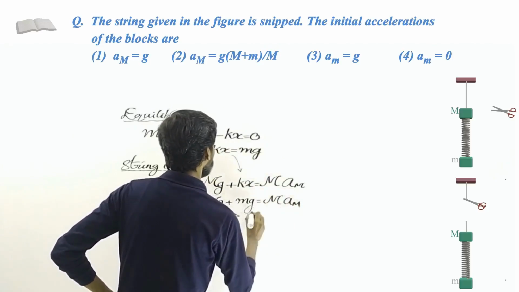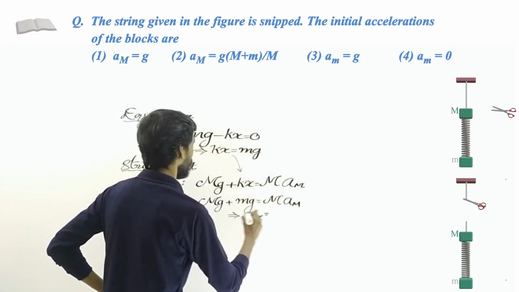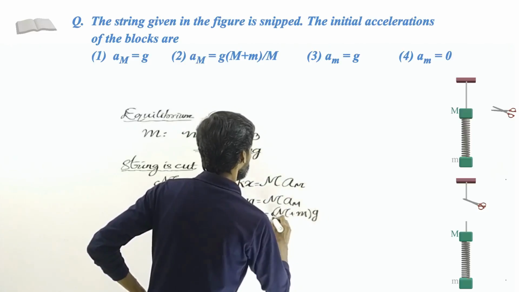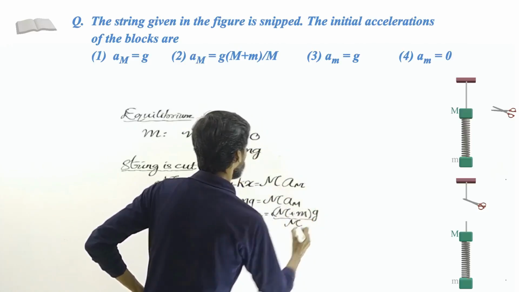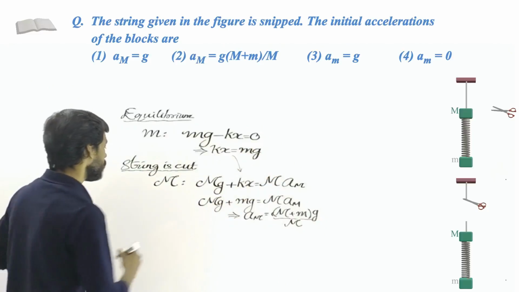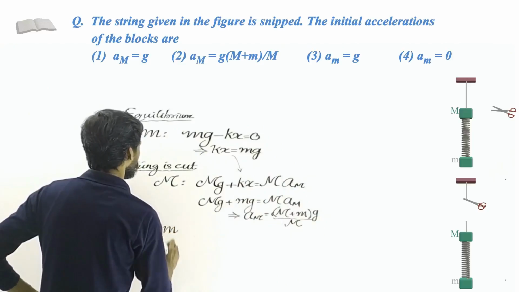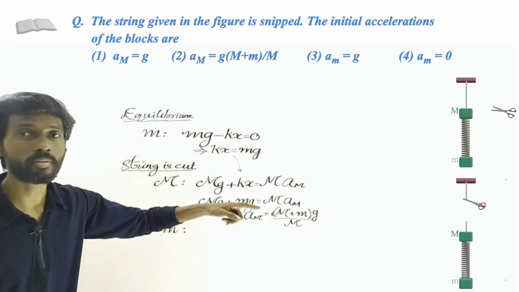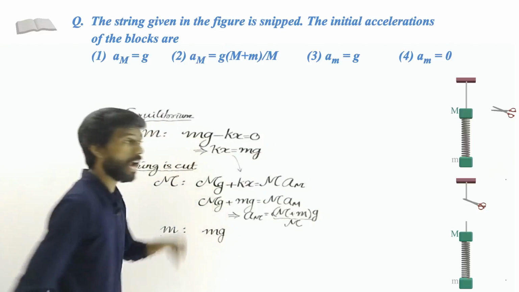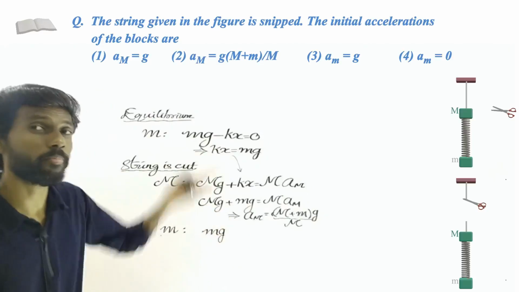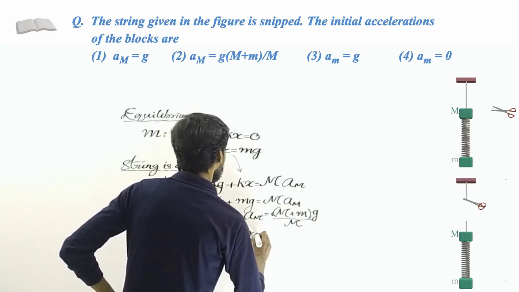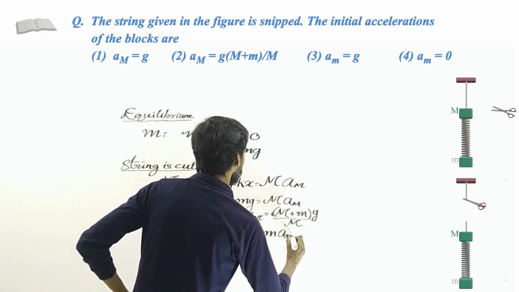So that gives you the acceleration of the upper block of mass capital M, that is M plus m multiplied by g divided by capital M. So this is the acceleration of the block of mass capital M. Similarly, we can write all the forces acting on this other block. Again, the weight in the downward direction, that is mg, and the force due to the spring, that is in the upward direction, opposite direction, so minus kx, that equals mass times the acceleration of m.